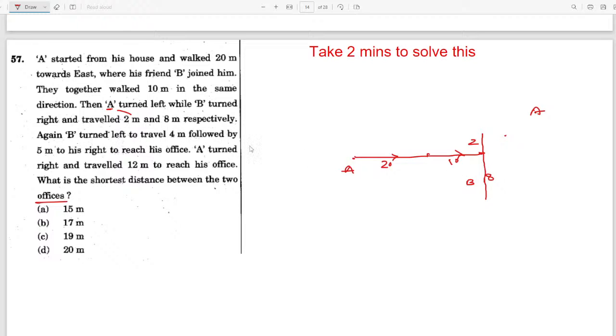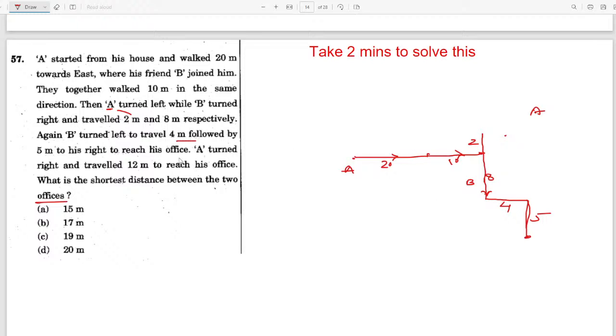Again, B turned left. So if B is traveling in this direction, left would be in this direction. So B turned left to travel 4 meters, followed by 5 meters to his right to reach his office. 4 meters, and then 5 meters to his office. This is B's office.